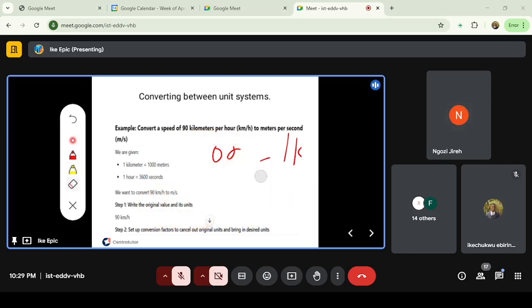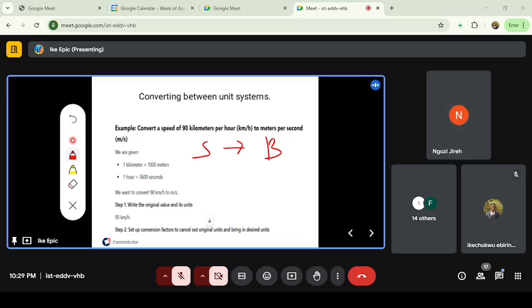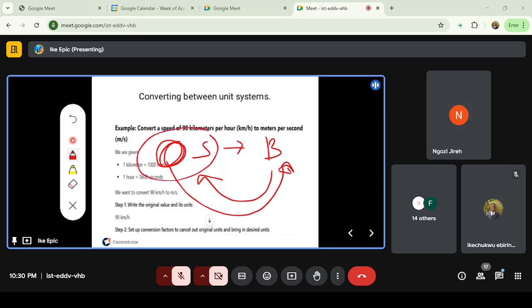So in simple terms, when you have the small unit and the bigger unit, and you're trying to convert from the bigger unit to the smaller unit, you take the fraction that is behind the smaller unit and multiply by the fraction on the bigger unit to get the conversion into the smaller unit.